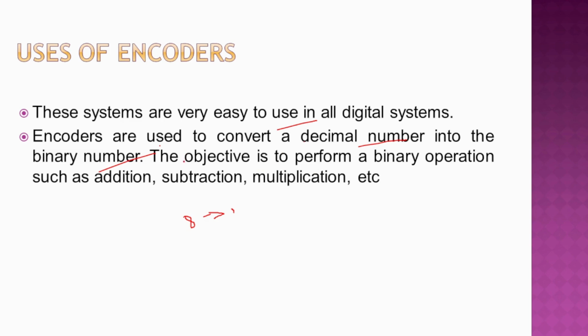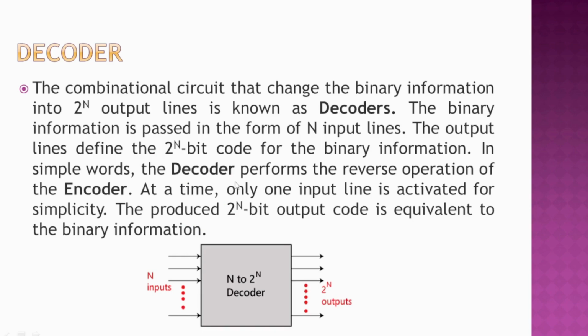The main objective of the encoder is to perform binary operations such as addition, subtraction and multiplication. Next one is decoder. The decoder is opposite to encoder.